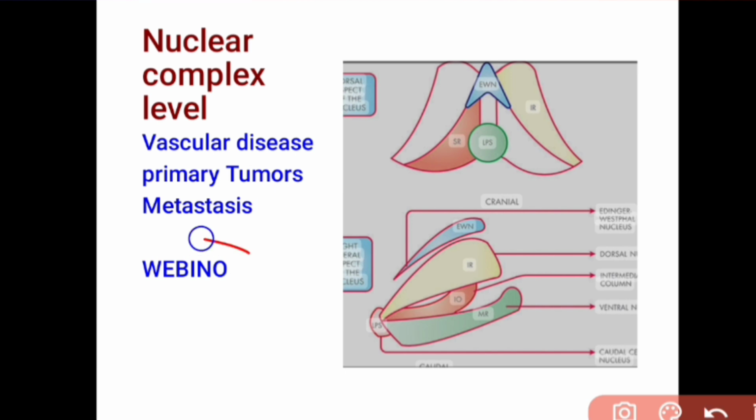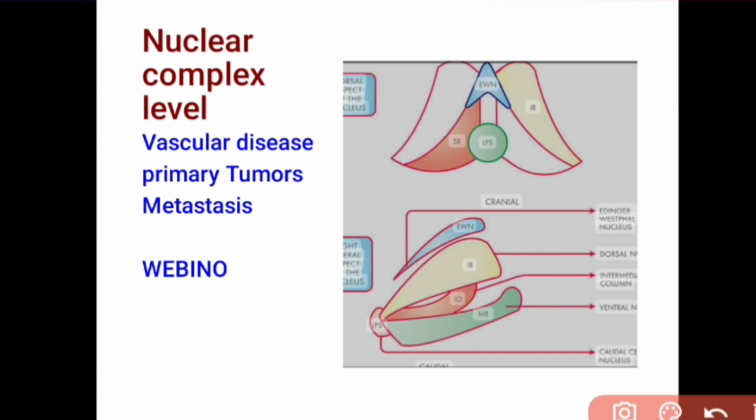There is one more entity called WEBINO, that is nothing but walled eye bilateral internuclear ophthalmoplegia. This occurs whenever the medial rectus subnuclei are affected, that is, the paired medial rectus subnuclei. So both eyes' medial recti are not working, so there is unopposed action of the lateral rectus muscle. So both eyes are moved out, leading to the condition called walled eye internuclear ophthalmoplegia.